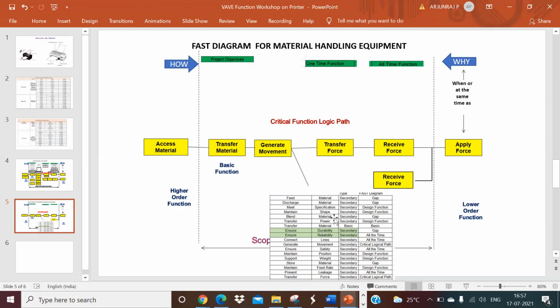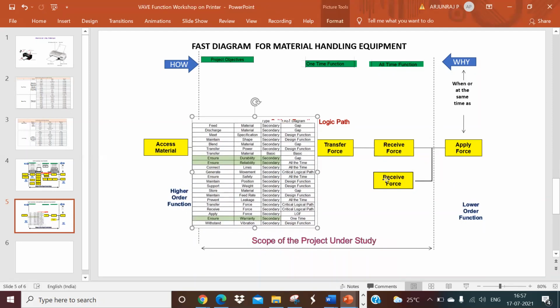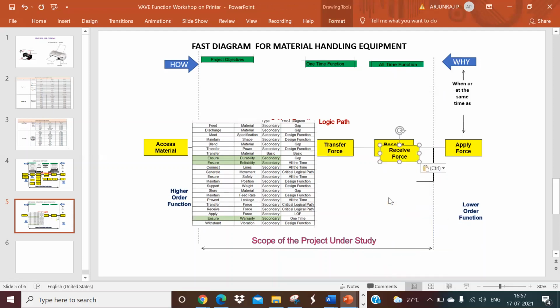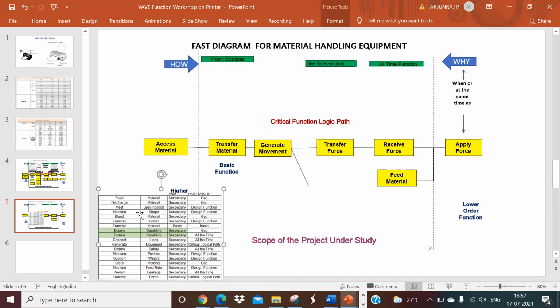Okay, so now what I'm going to do, I'm going to feed material. When I apply force, I'm going to feed my material. Why feed material? So feed material is going to be a gap. And again, finally, I'm going to discharge material. When I'm discharging material, I'm also generating movement.